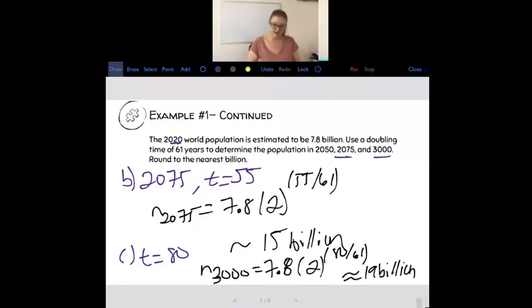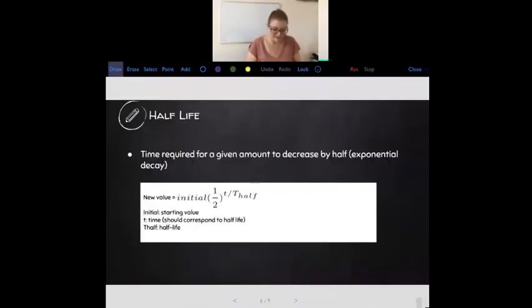Next, talking about half-life, it is the time required for an amount to decrease by half. So this is an example of exponential decay. The formula is very similar, where our new value with half-life is initial times 1/2 raised to the t over t half in this case. And again, time should correspond to half-life. So if your half-life is given in days, the time that you're calculating should be in days, and so forth.